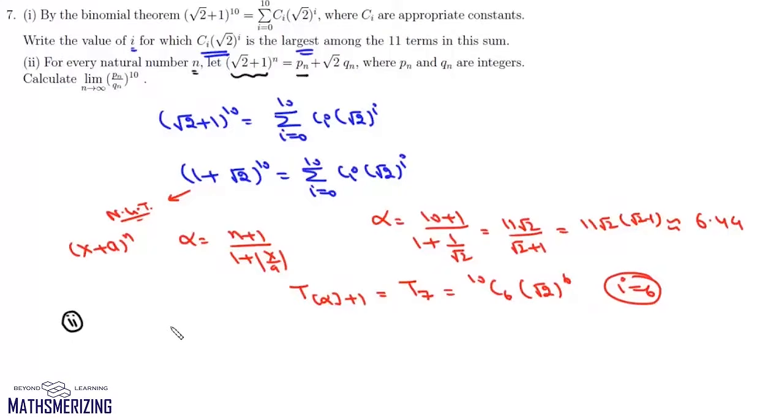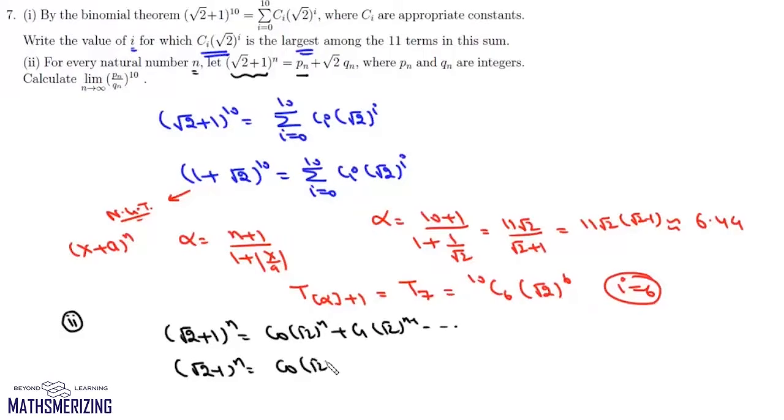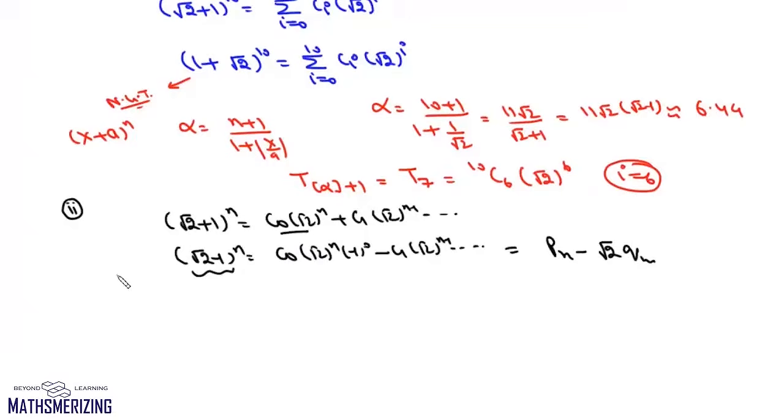What we'll do is, we know that if we take the expansion of (root 2 plus 1) to the power n, it will be c0 root 2 to the power n plus c1 root 2 to the power n minus 1. And if we consider (root 2 minus 1) to the power n, it will be c0 root 2 to the power n minus 1 to the power 0 minus c1 root 2 to the power of n minus 1. So the expansion of (root 2 minus 1) to the power n will be nothing but pn minus root 2 qn. Now we take limits both sides.